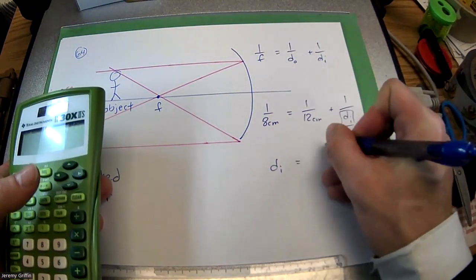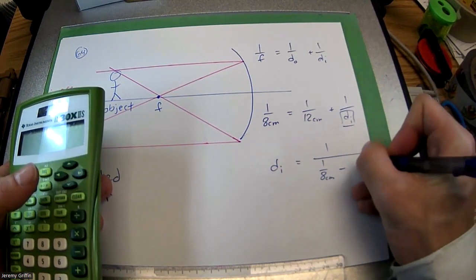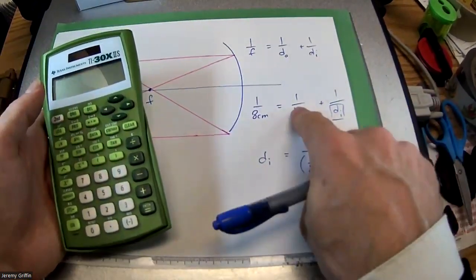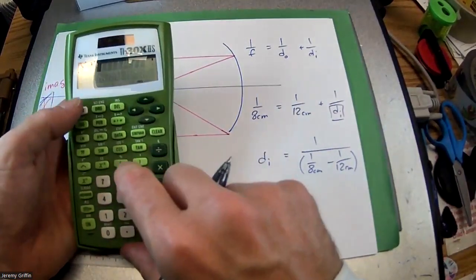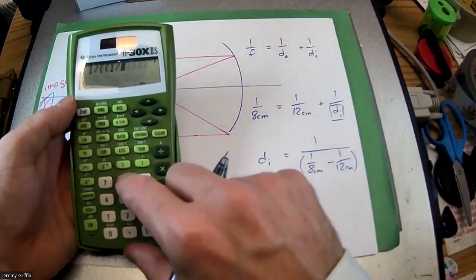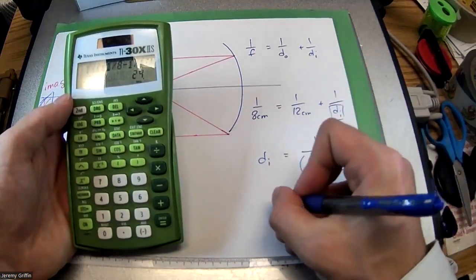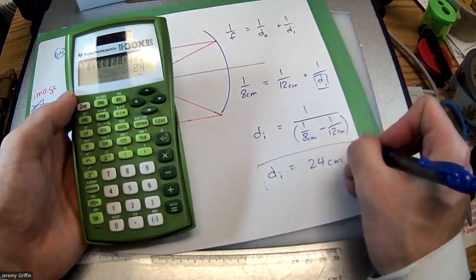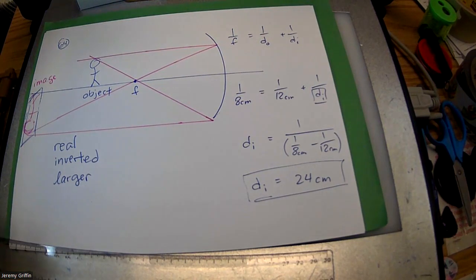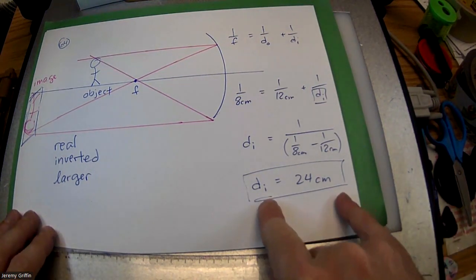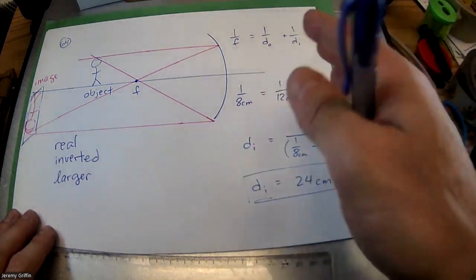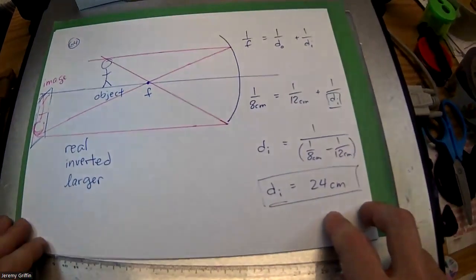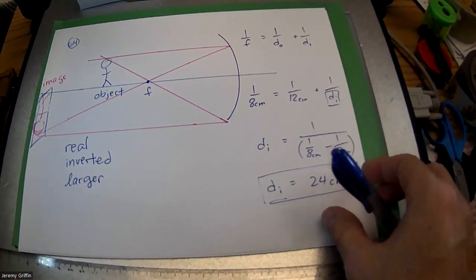So a few algebra steps later: subtract this over, then take the reciprocal. 1 over 8 minus 1 over 12. Okay, distance image, according to the math, should have been at 24 centimeters. The fact that it's positive means it's on the same side as the object, exactly like the ray diagram shows. And it looks like it should be twice as far out as the object was, if everything was proportionally exact. So that's in the ballpark, exactly what the ray diagram shows. Right, so it's right there. The equation pretty well aligns with the diagram.